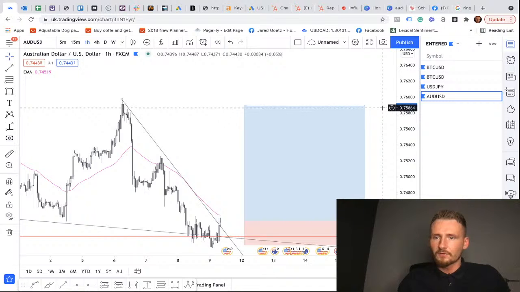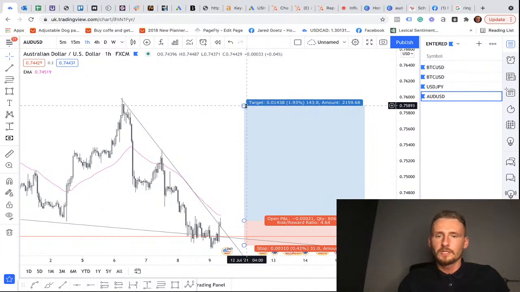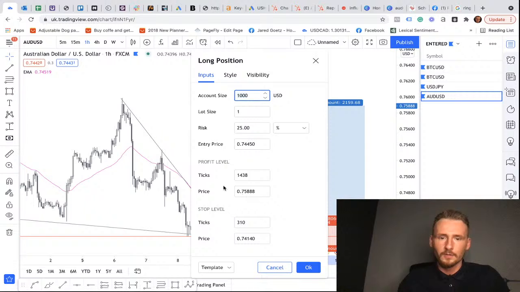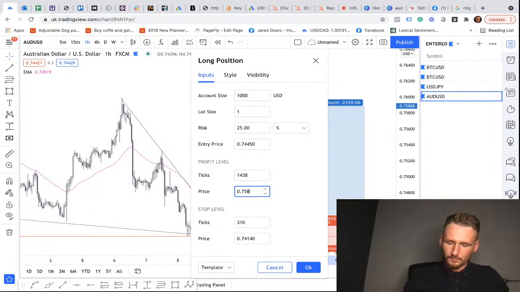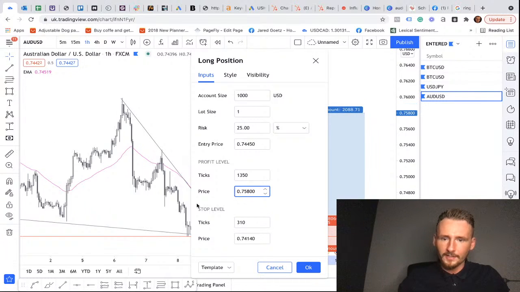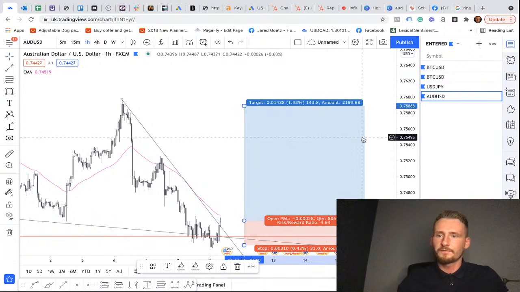Let's try and make that a round number. Let's say 0.58. We could go 0.58900, or I would say 0.75800 would be a little bit more accurate. So 0.75800.